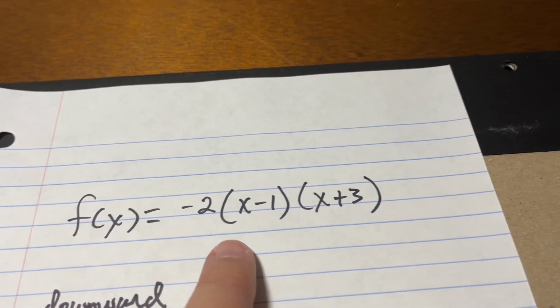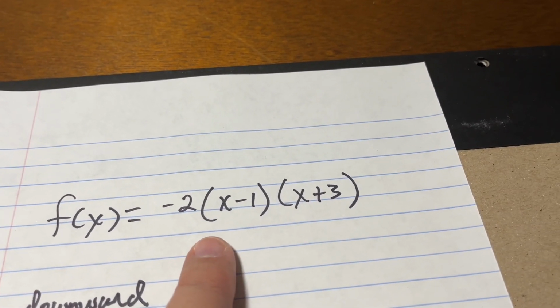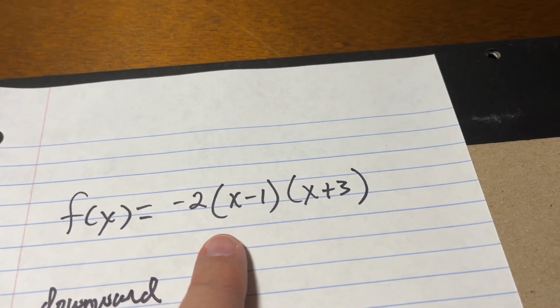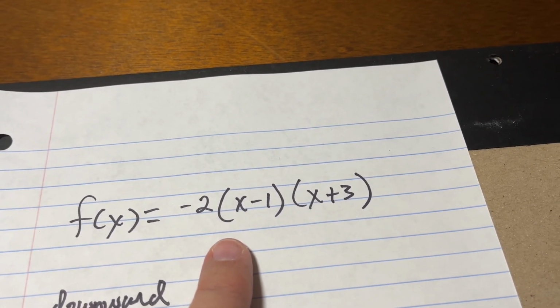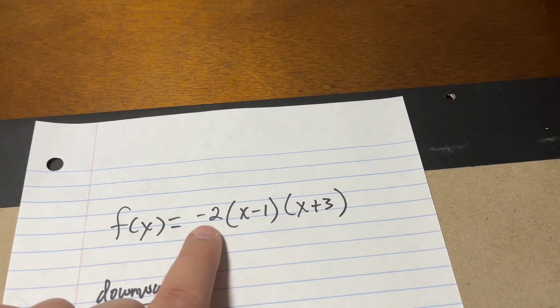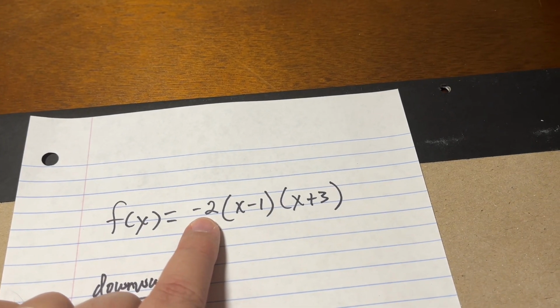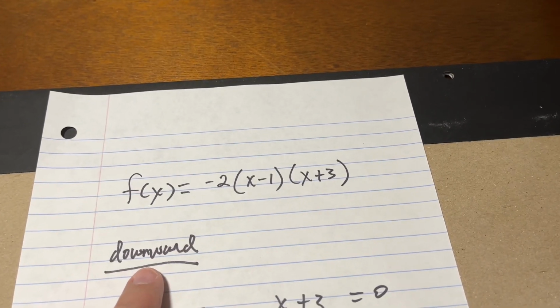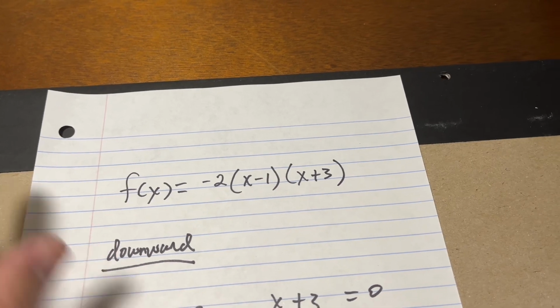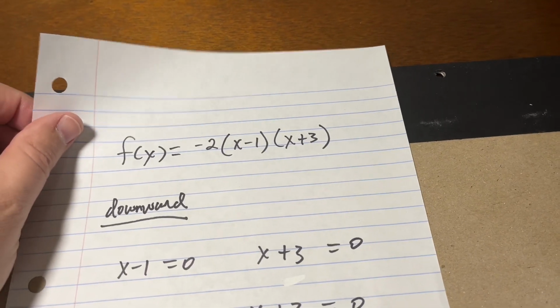Let's do the math. Let's graph f of x equals this. So this is a quadratic and it's in intercept form. If I'm going to graph this, the first thing I'm going to do is notice that this term out front here is negative, so it is opening downward. That's going to be good to know before we even get started. So this does open downward.